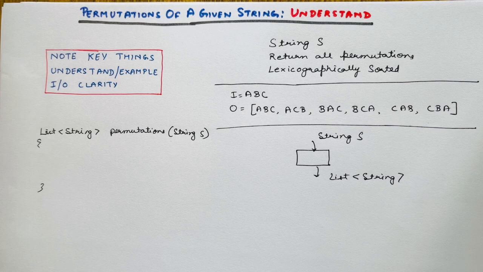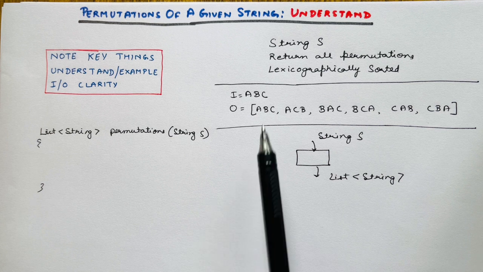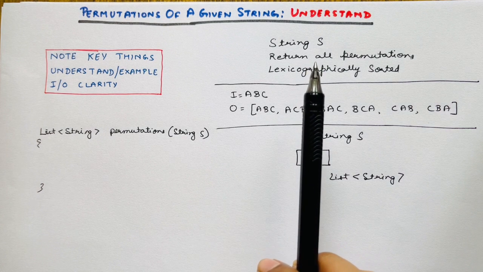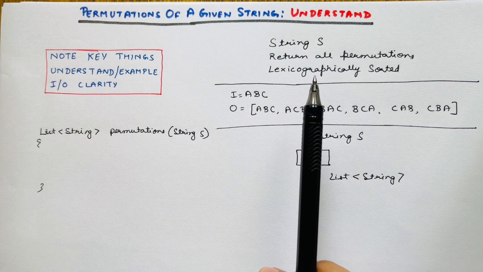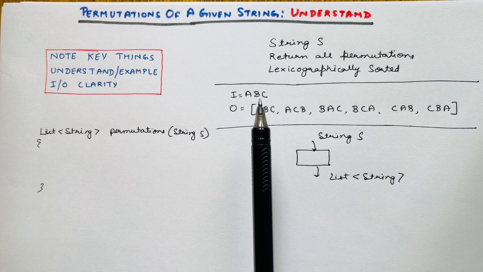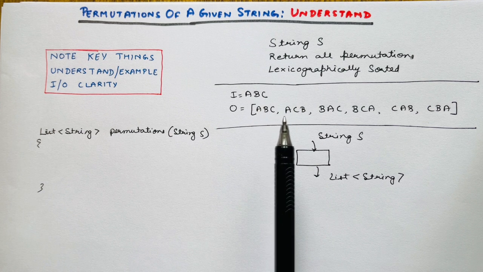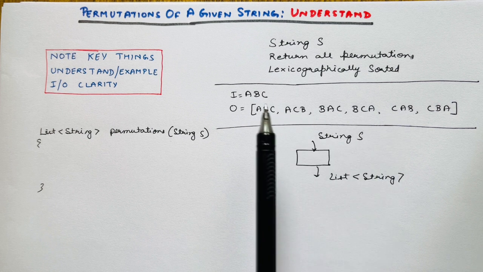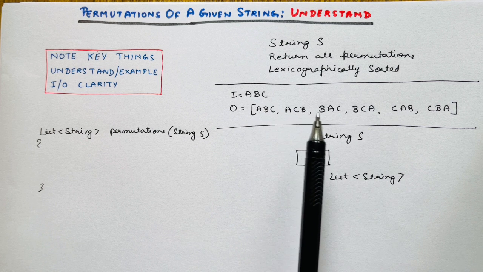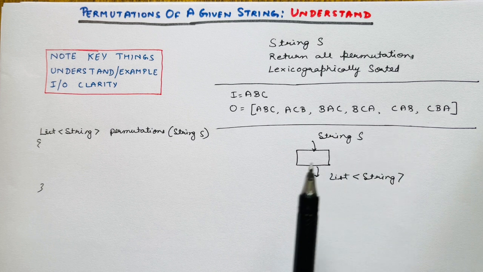Let's start. To begin with, let us first note the key things down from the question. We are given a string S. We have to return all the permutations, and all the permutations should be lexicographically sorted. So for example, if we are given the string ABC, this is what our output would look like. Here all these are the permutations of ABC string and these are sorted in lexicographical order.